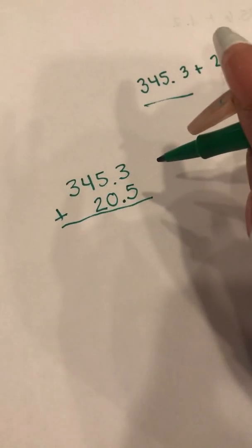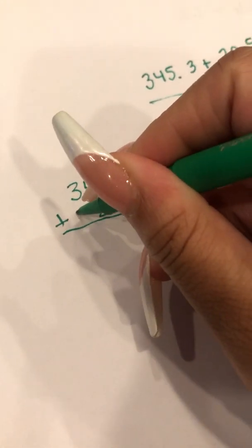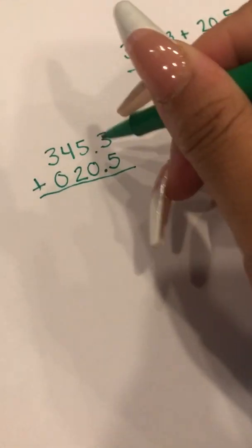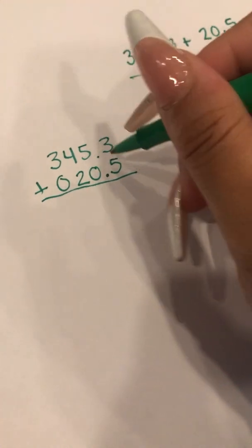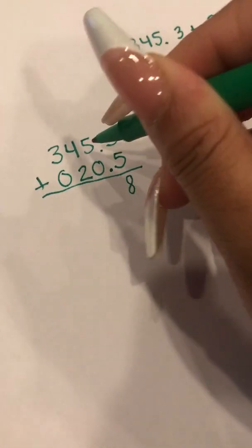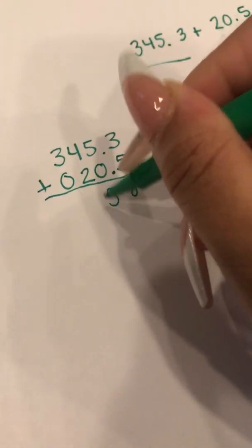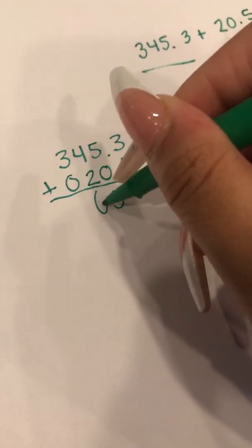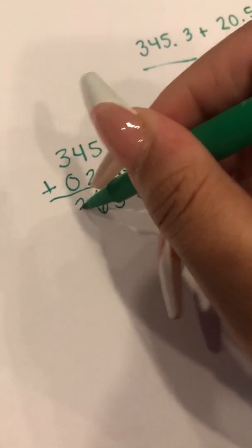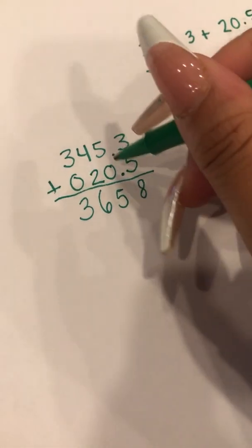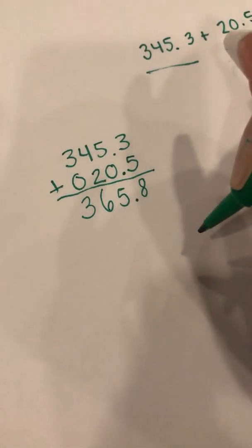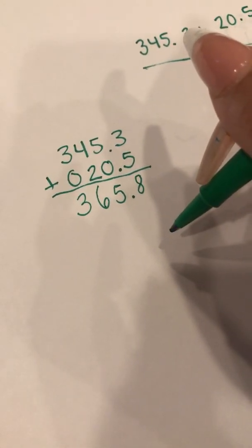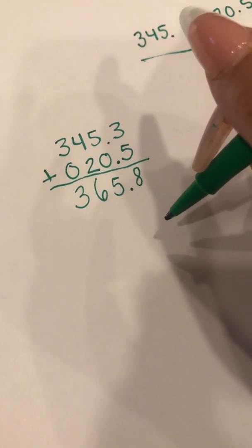So I'm going to go ahead and put my addition sign. Remember, we have to fill in empty spaces with 0, so a 0 is going to go here. Now I'm just going to add these together. 3 plus 5 is 8. 5 plus 0 is 5. 4 plus 2 is 6. And 3 plus 0 is 3. Last and final step, decimal. So your final answer should have been 365.8.